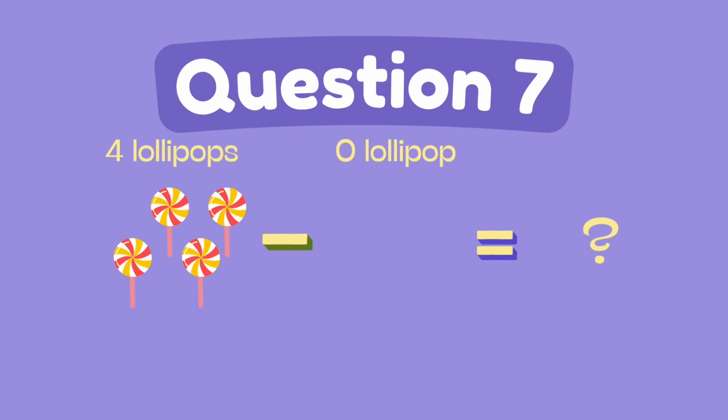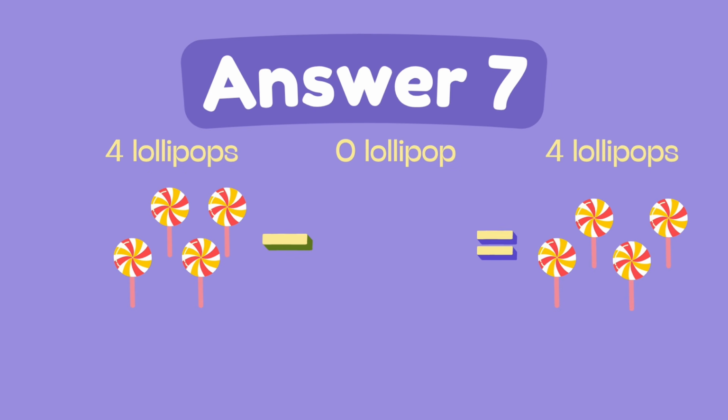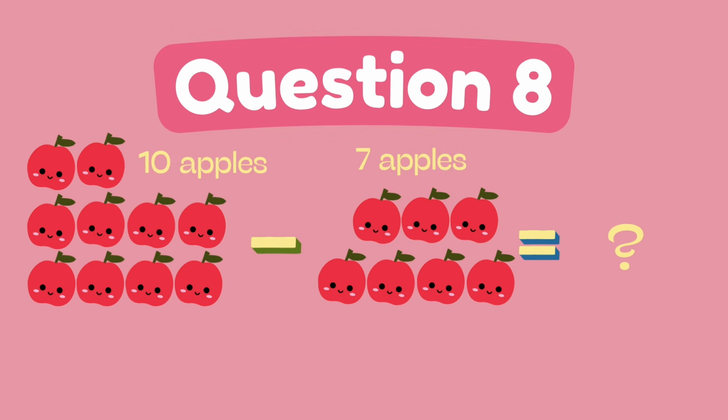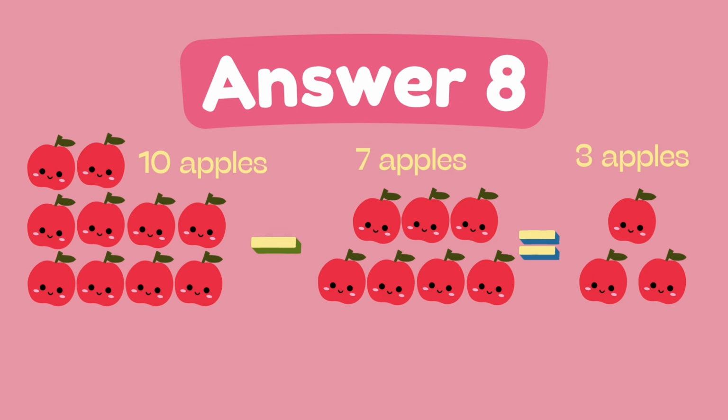What is 4 minus 0? The answer is 4. What is 10 minus 7? The answer is 3.